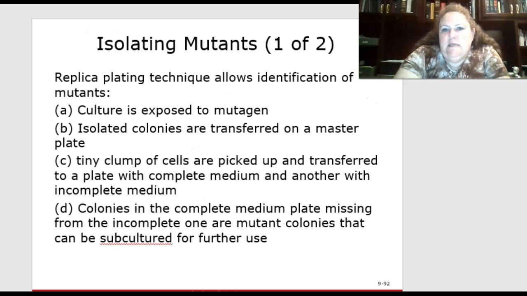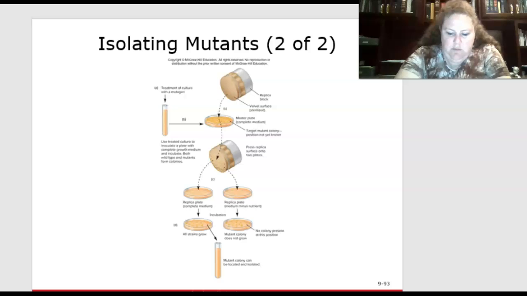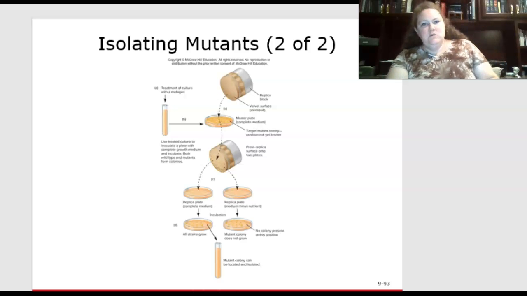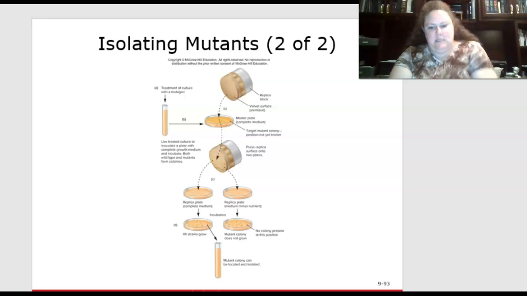So how do we isolate mutants? Well, replica plating techniques allow for identification of mutants because the culture is exposed to the mutagen. The isolated colonies are transferred onto a master plate, and then a tiny clump of the cells is picked up and transferred to a plate with a complete medium and another with incomplete medium. And then the colonies in the complete medium plates missing from the incomplete ones are mutant colonies that can be subcultured for more use. Okay, so this would be your picture of isolating the mutant.